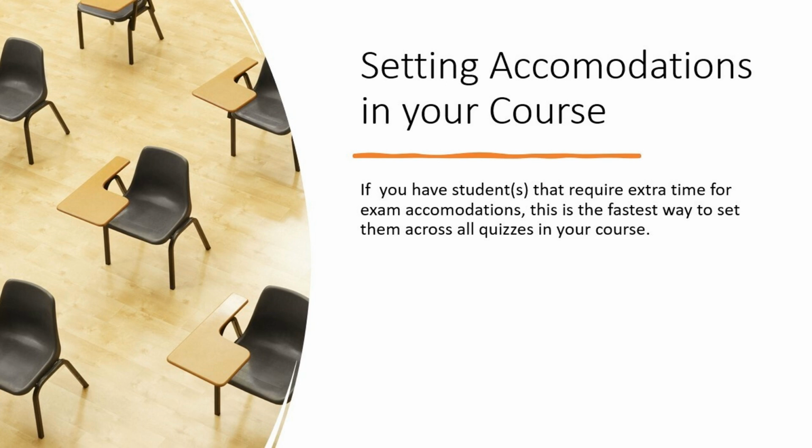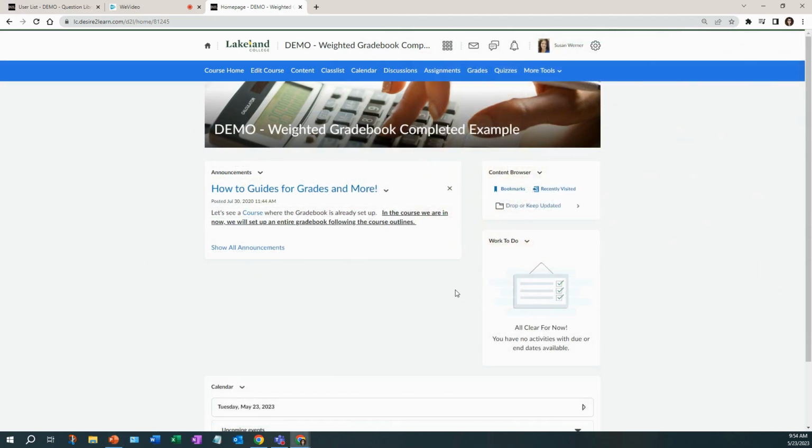Go right into your course. From the class list, this is where we're going to set these accommodations. Previously, you could also set it by the quiz tool. However, by doing that, you'd have to apply that accommodation to every single quiz that you had. So really, it's not much of a time saver when you have a whole bunch of quizzes in your course. The fastest way to do it is through the class list.